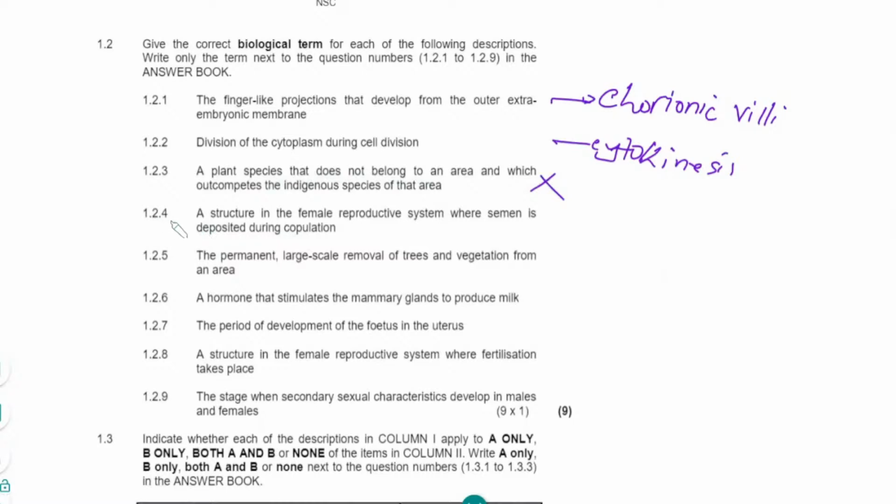Then 1.2.4, the structure of the female reproductive system where semen is being deposited during copulation. Copulation is sex. Yes, sex. So what is the correct answer here? The correct answer is going to be, please mind the spelling, vagina. Vagina.